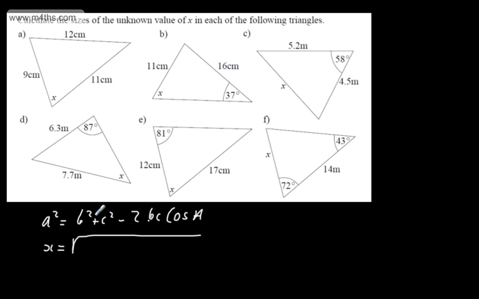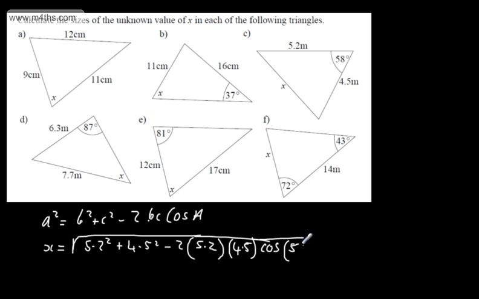So x squared, I could write it out. We're going to have 5.2 squared plus 4.5 squared minus 2 lots of 5.2 multiplied by 4.5 multiplied by the cosine of the enclosed angle, where the angle is given in degrees. So cos of 58. So straight to a calculator, let's go ahead and do that.